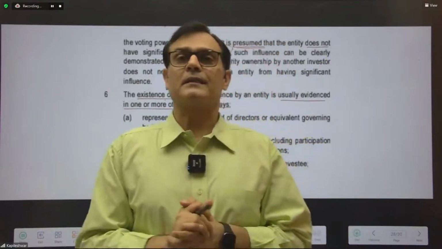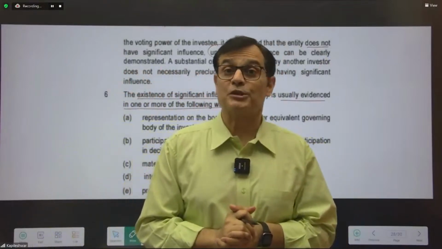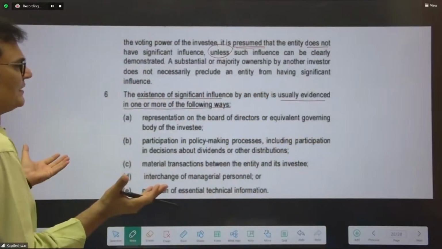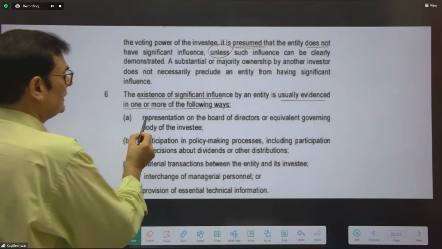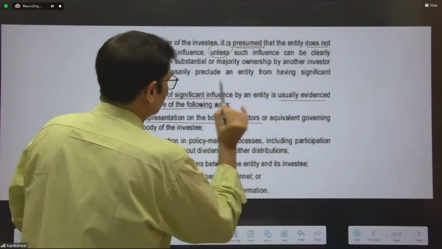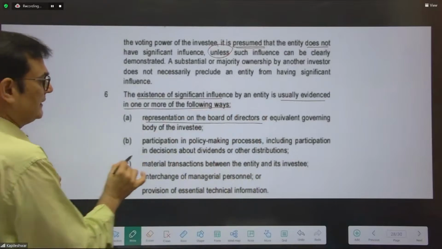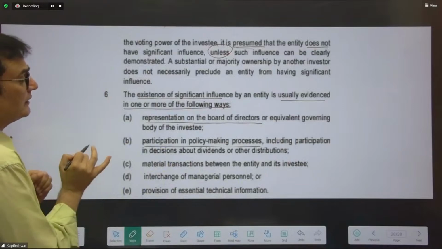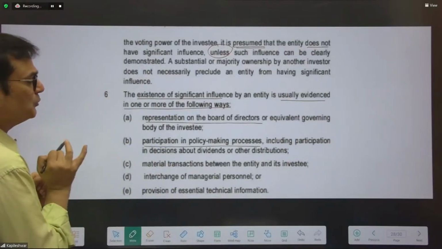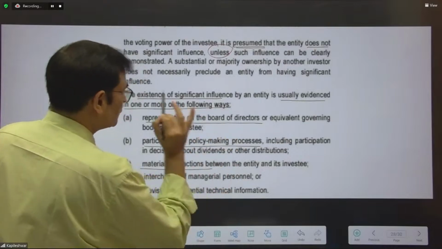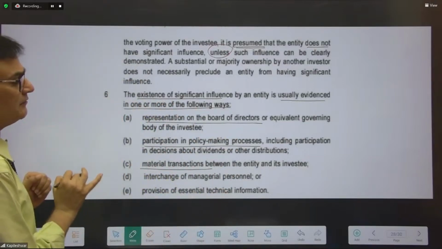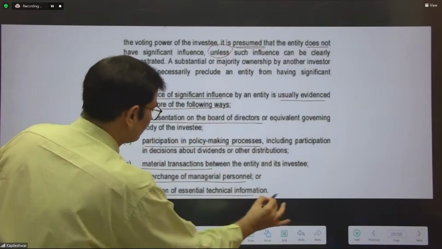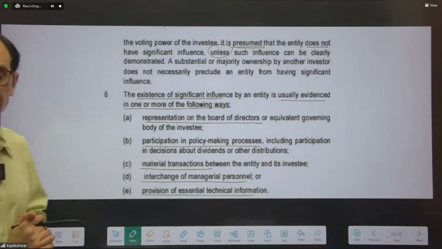So it can be a subjective assessment. It can be something which is judgmental in nature. Now, what are these items? Very self-explanatory in nature. It says representation on the board of directors. It says participation in the policy-making process, including decisions about dividends or other distributions, material transactions between the entity and the investee, interchange of managerial personnel or provision of essential technical information.